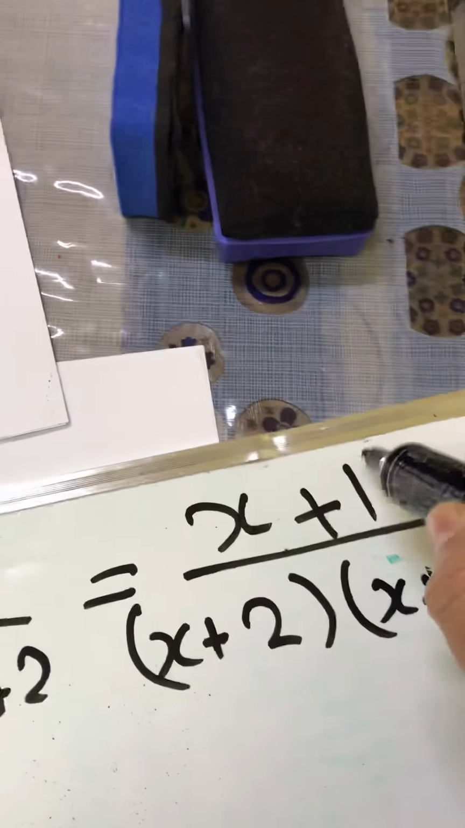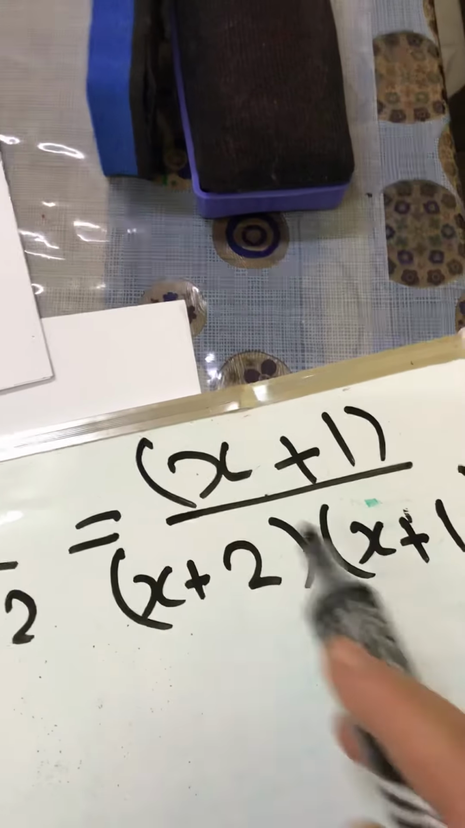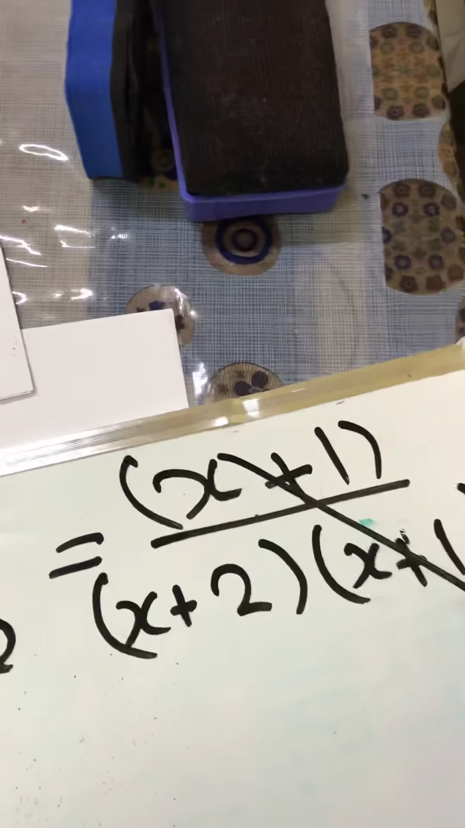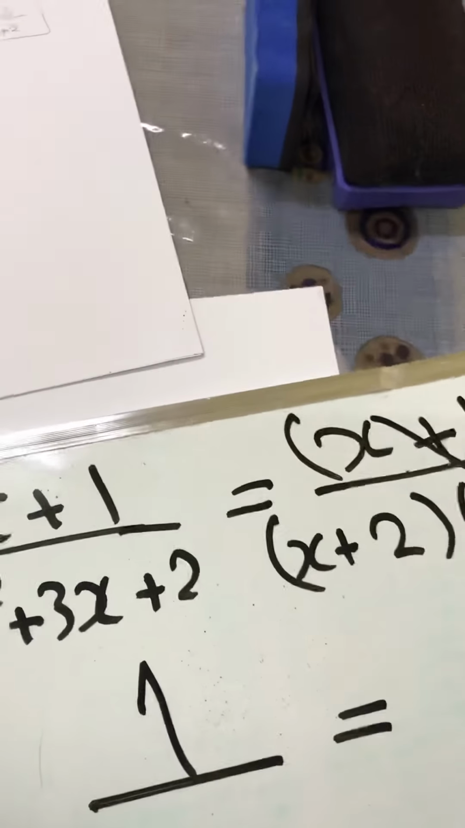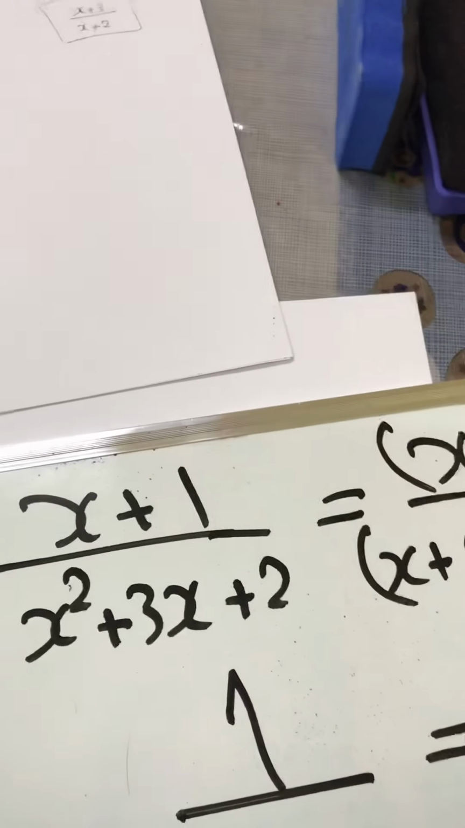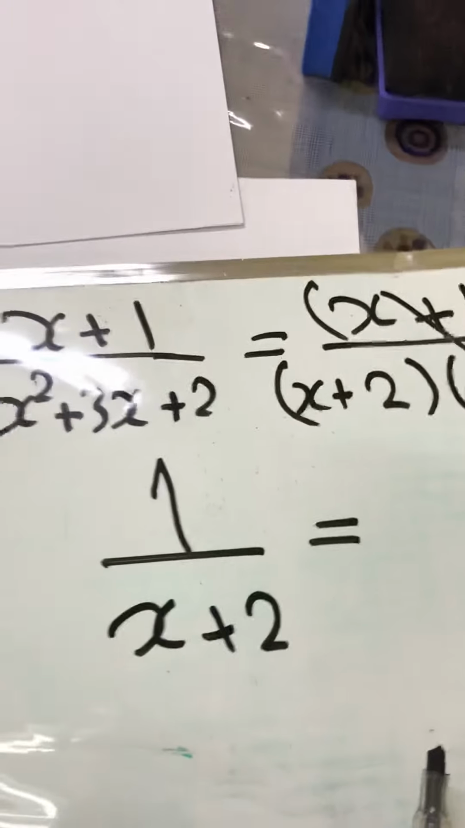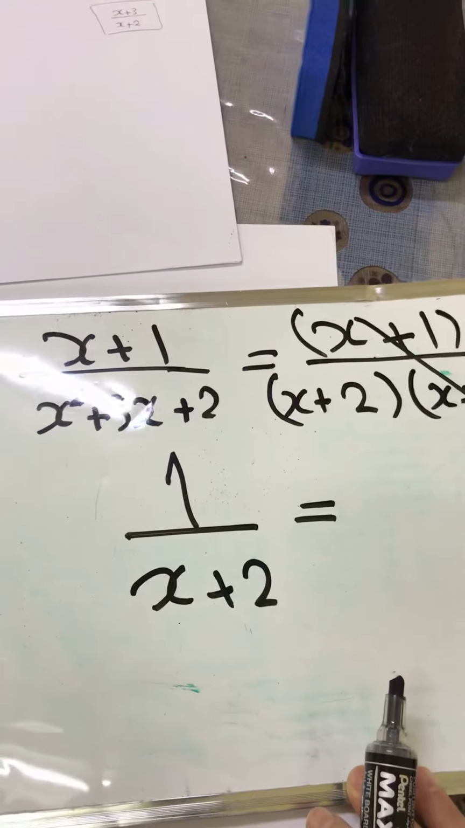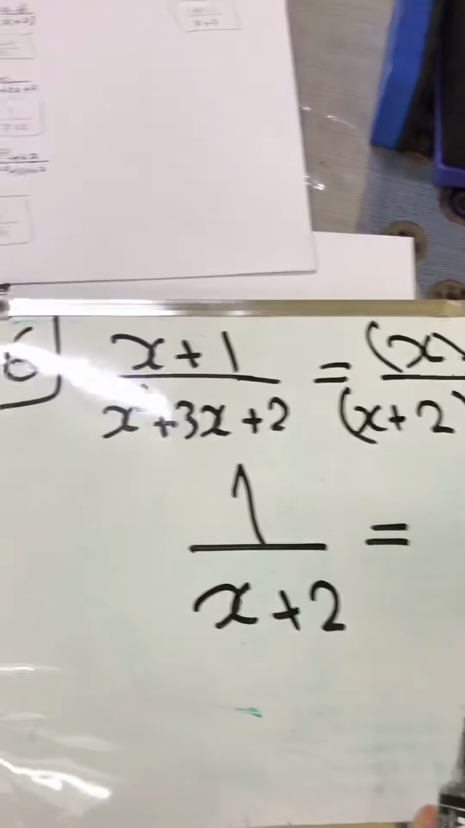Okay? This x plus 1, we can put it in between brackets or keep it as it is. Now I have x plus 1 up and x plus 1 down. So the answer will be, take care. You have to put 1 up over x plus 2 down. This is the final answer. Don't forget to put 1 up and x plus 2 down. This is number 6.